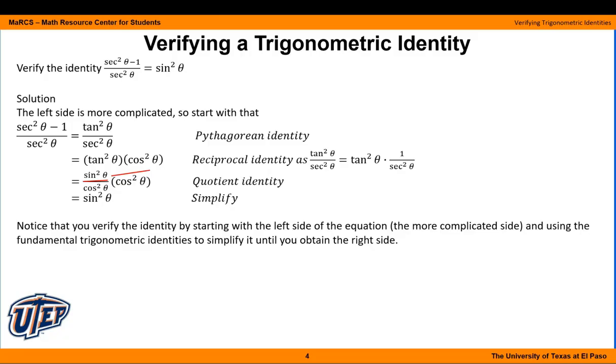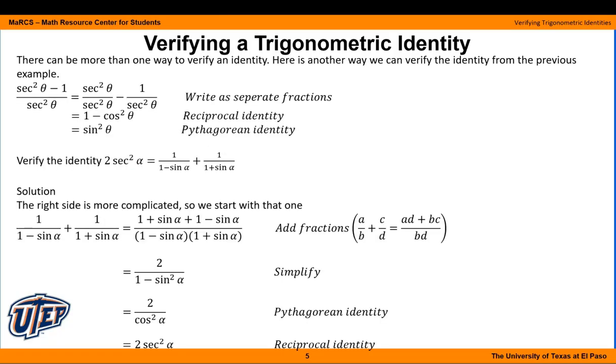Now we use the quotient identity to rewrite tangent squared theta as sine squared theta divided by cosine squared theta. The cosine squared factors cancel, leaving us with sine squared theta. Since this matches the right side of the equation, the identity has been verified. Notice that we never manipulated both sides simultaneously. Instead, we simplified one side until it became identical to the other.